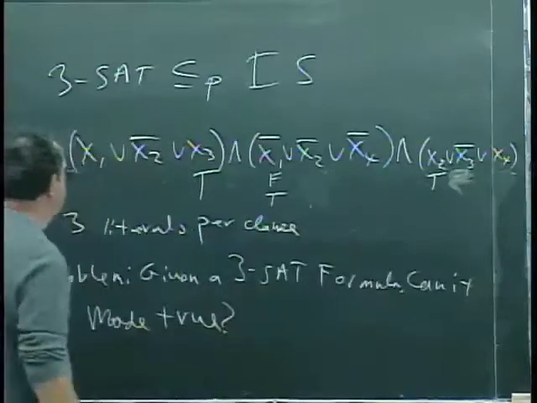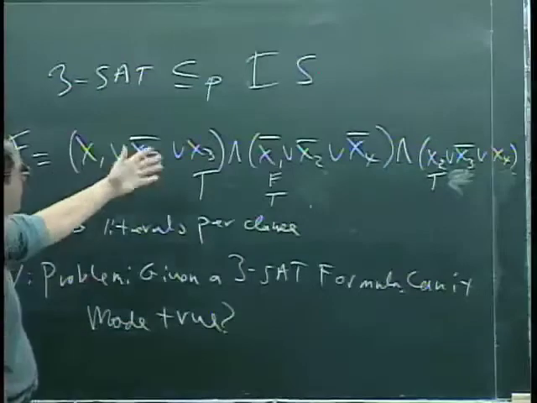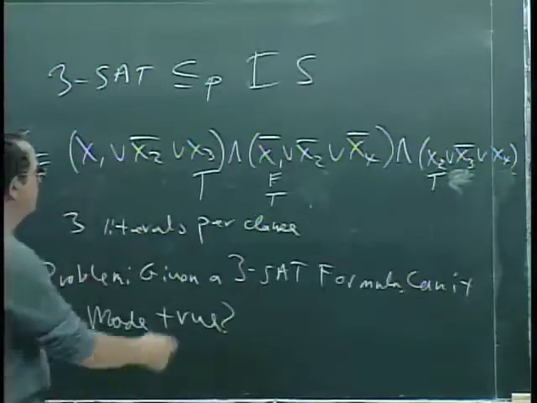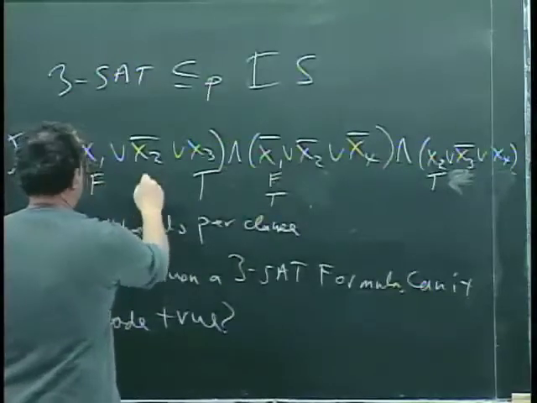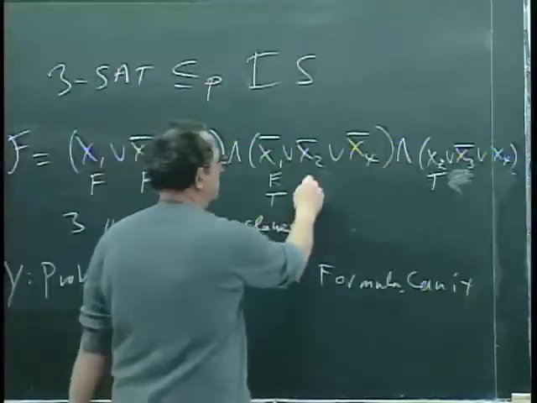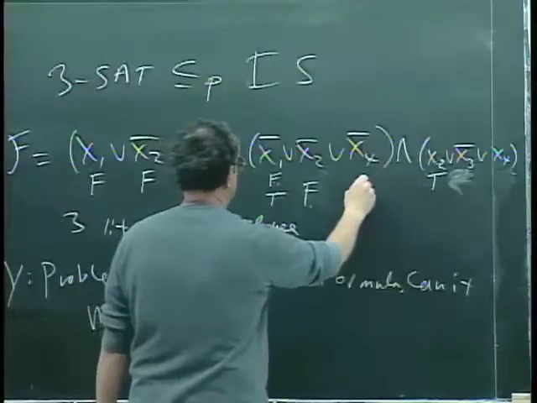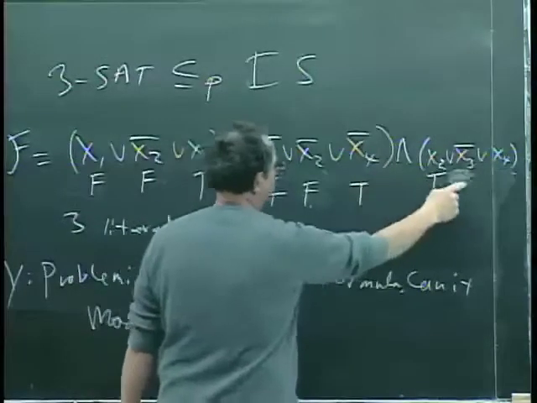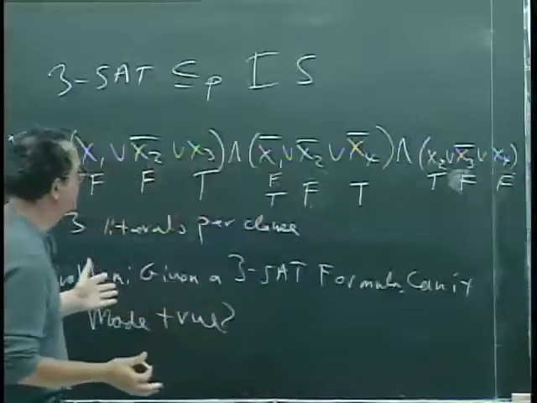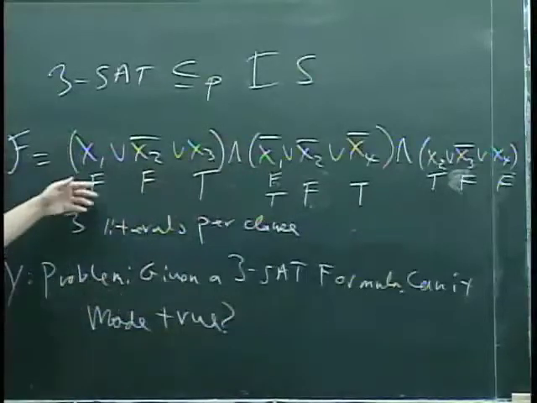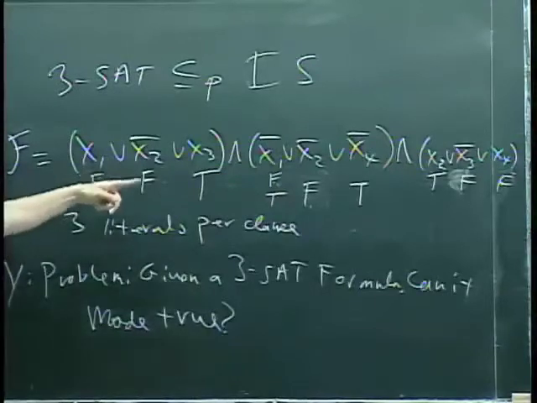Assignment means that I know what's true and what's false for every literal. So this is false. x2 bar is false. Okay, x2 bar is false because x2 is true. x4 bar, we can make that true. x3 bar then becomes false, and x4 is false. Okay, so we have an assignment of true and false values to the variables, which satisfies this formula.